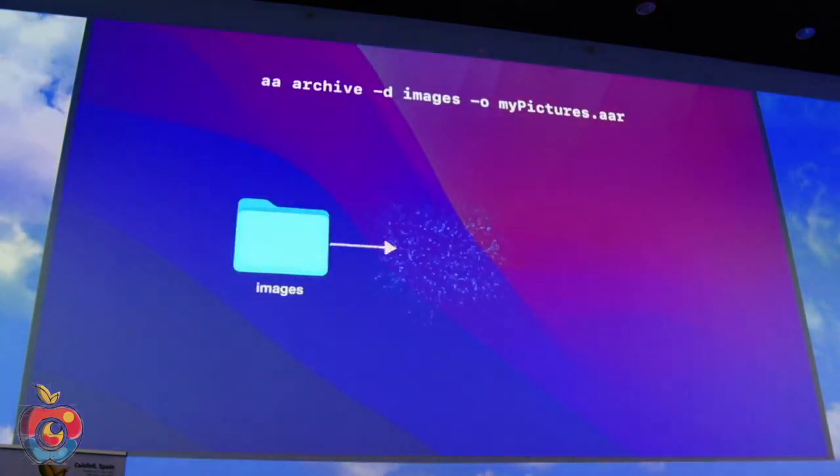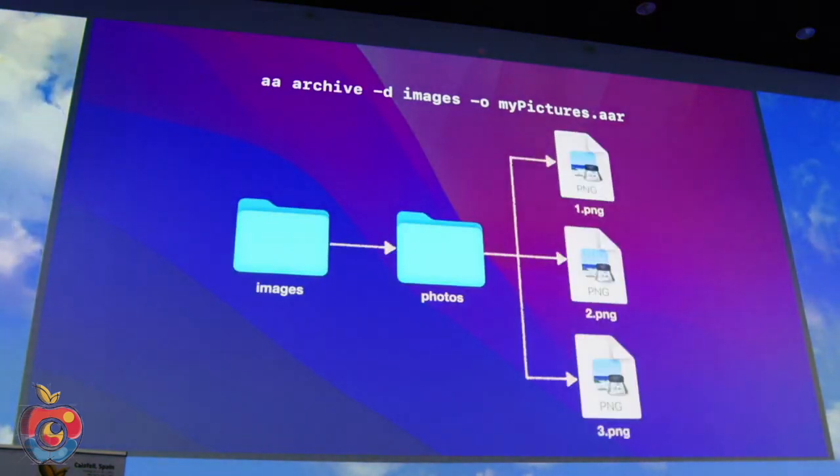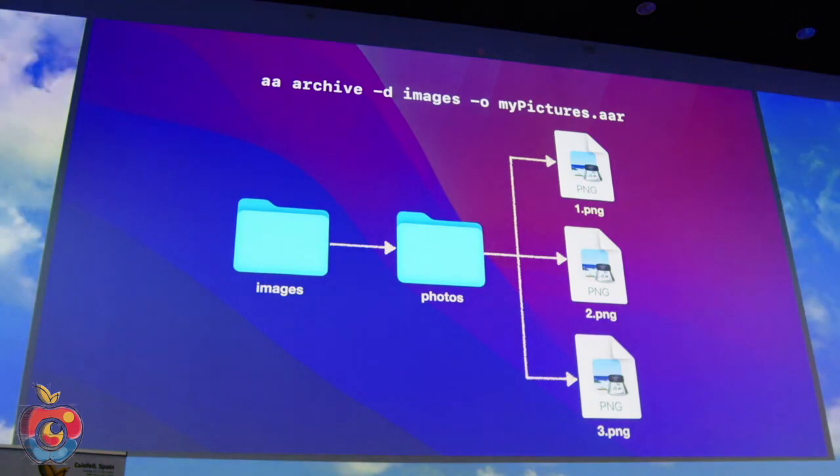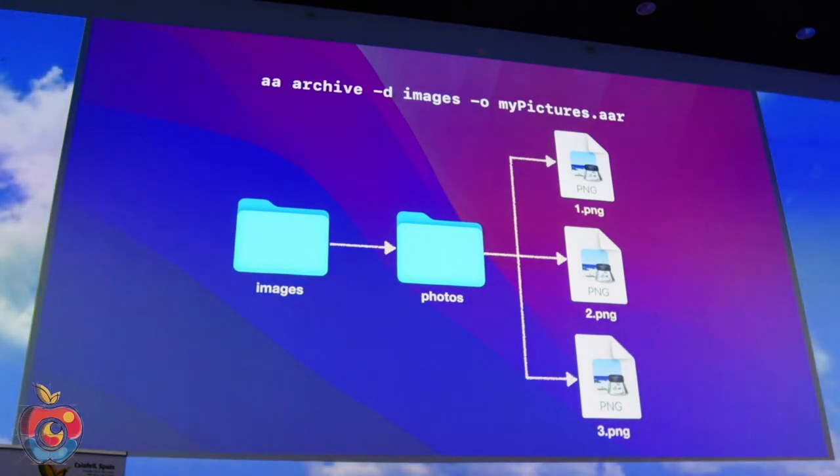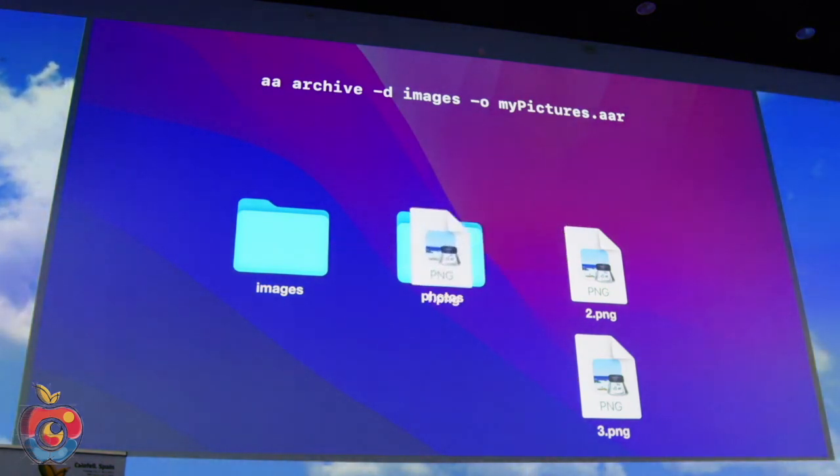Taking a look at the following directory structure, we have a folder named images, which contains a folder named photos, and within that we have 3 images. So a pretty simple directory structure. The vulnerability has nothing to do with these images or PNG files, and we just chose this file type for consistency during our testing. Using the AA utility, we can craft an Apple Archive.